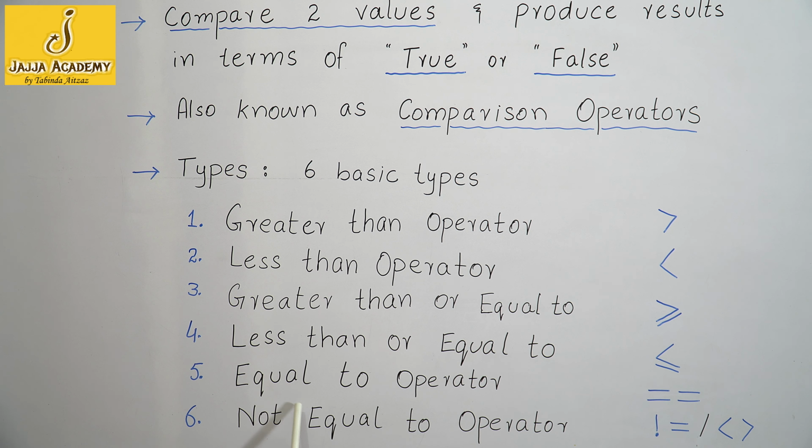Number 5 is equal to operator, which is represented by double equal sign. The sixth relational operator is not equal to operator, which is represented by exclamation sign and then equal sign. We can also use these symbols to represent not equal to operator. Now let's discuss these operators in detail.